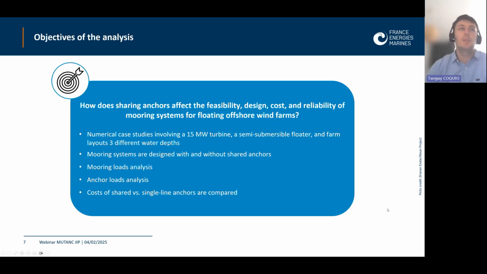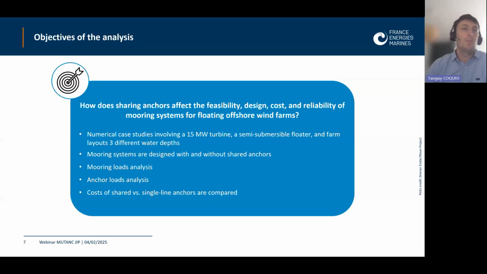So several objectives were targeted for this first part of the work. We wanted to answer the question: how does sharing anchors affect the feasibility, design, cost, and reliability of mooring systems for floating offshore wind farms? To do so, we decided to study a 15 megawatt turbine with a semi-submersible floater and 3 different water depths, including different layouts in a farm.